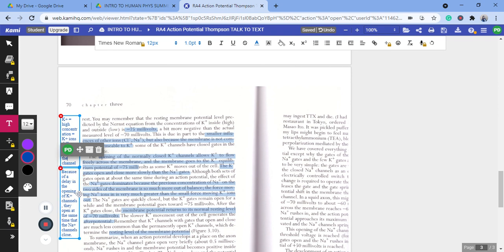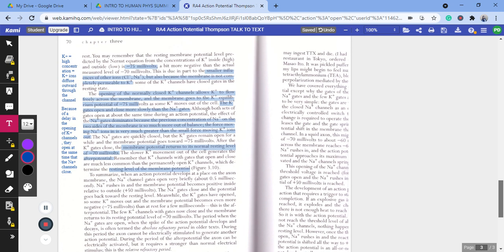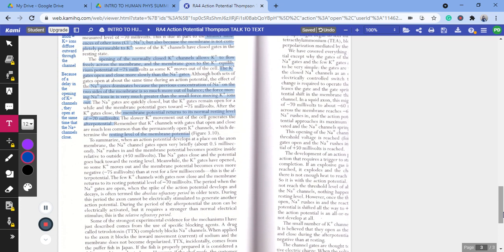And so the last half of this paragraph just describes what happens after the potassium channel is open and when it returns to the resting level of the membrane potential. So, pretty self explanatory.